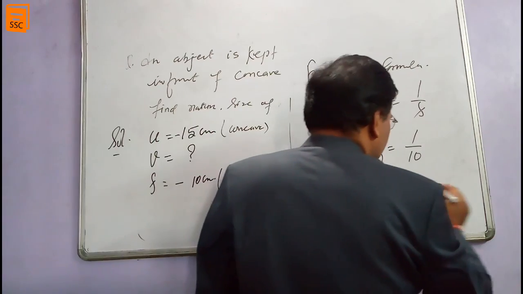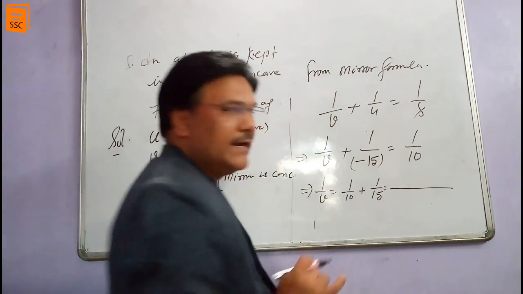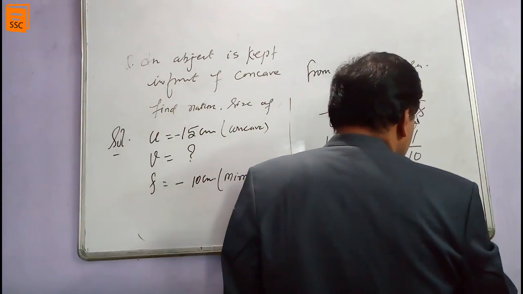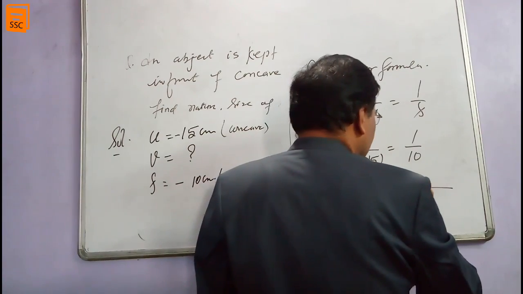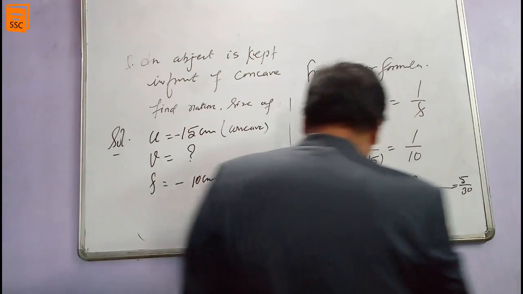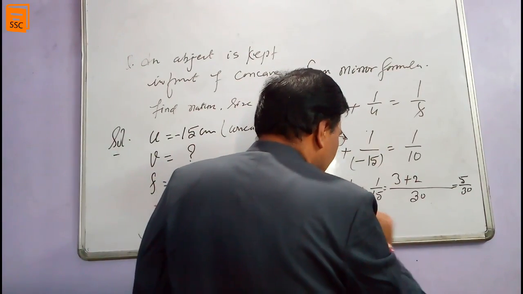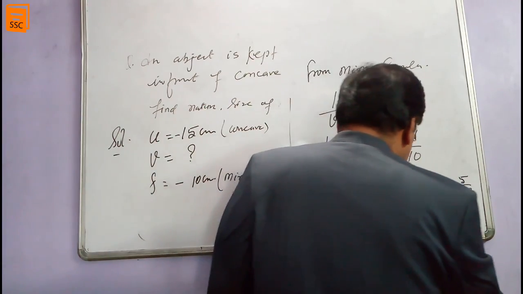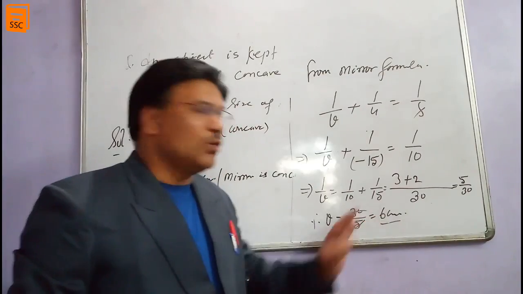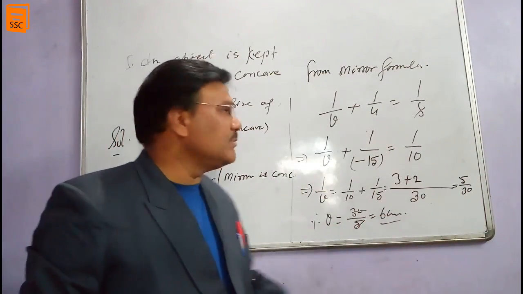So what do we have? If you find the LCM of 10 and 15, we have 30. 10 times 3 is 30, 15 times 2 is 30. So it is 5/30. What about V? V is equal to 30/5, that is 6 centimeter. What is the sign of V? The sign of V is positive. What does it mean? The image is at the back side of the mirror.